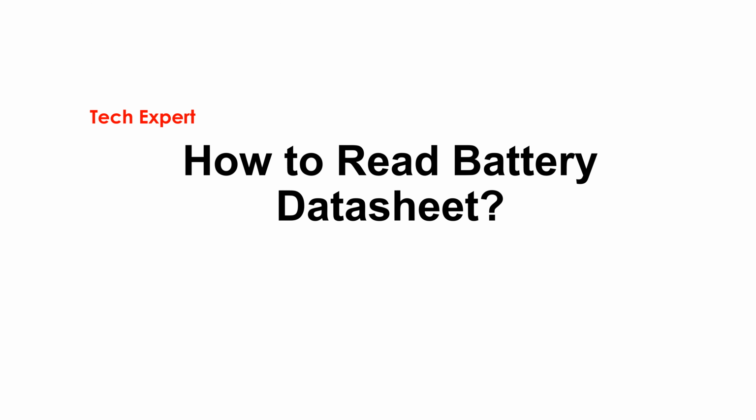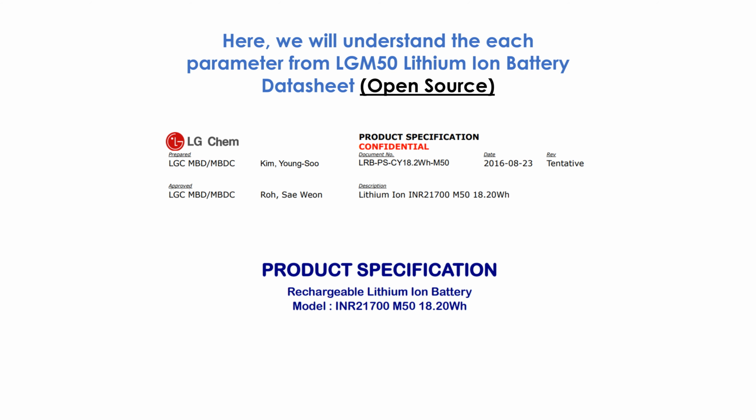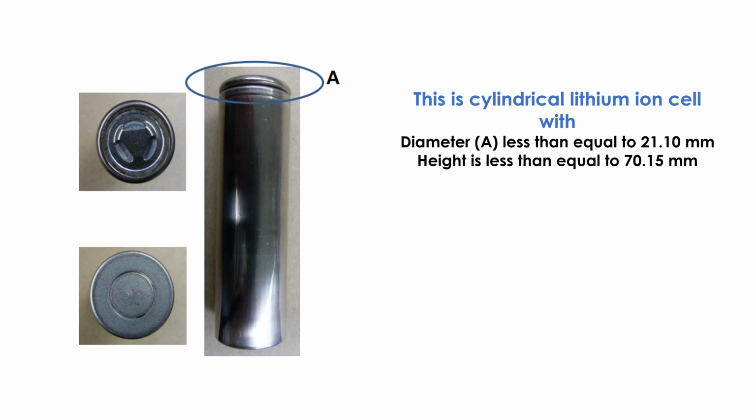In this video we will see how to read a battery datasheet. Here, we will understand each parameter from the LG M50 lithium-ion battery datasheet, which is available in open source. This is a cylindrical lithium-ion cell with diameter less than or equal to 21.10 mm. Height is less than or equal to 70.15 mm.